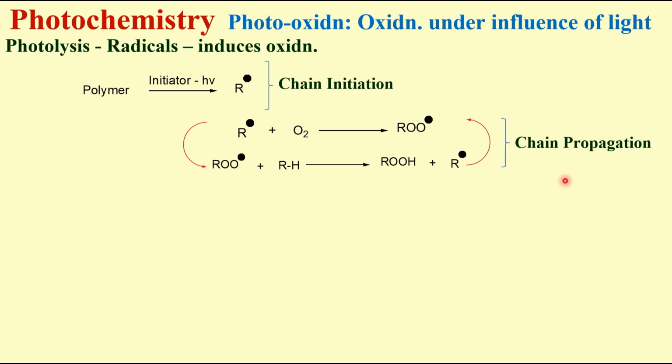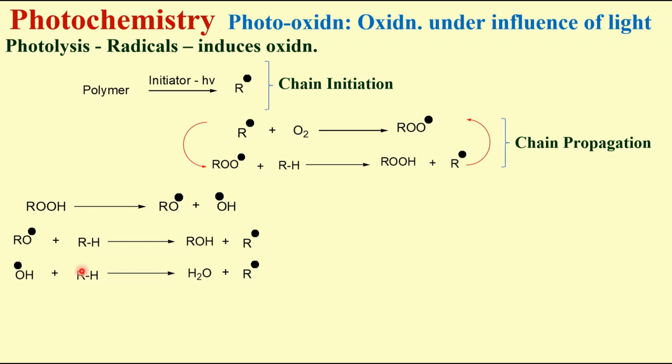The ROOH which is formed dissociates into RO and OH. It branches to two different radicals. The RO radical and OH radical which are formed are both unstable due to their lack of electrons. That's why they react with the polymer, abstract the hydrogen radical, and give rise to ROH and R radical.